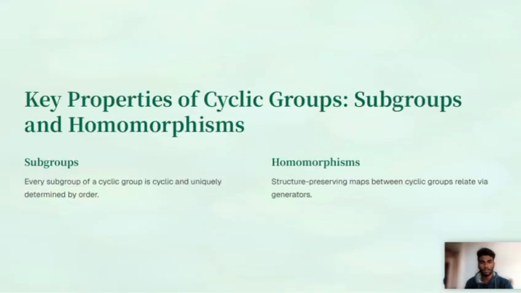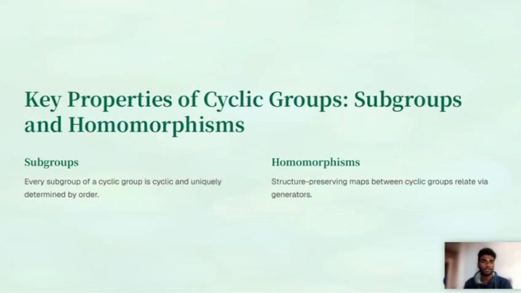Key properties of cyclic groups: subgroups and homomorphisms. First, every subgroup of a cyclic group is cyclic and uniquely determined by its order. And homomorphisms are structure-preserving maps between cyclic groups, related via generators. These are the key properties of cyclic groups.